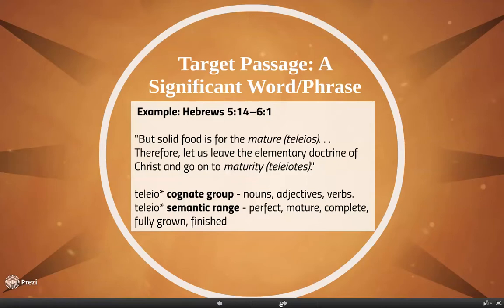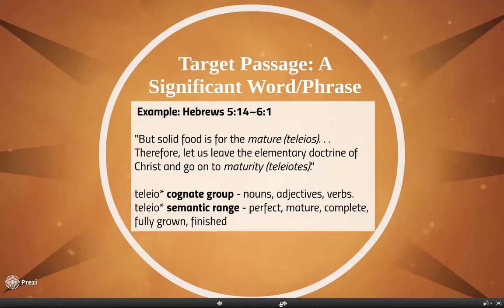You'll notice that in the New Revised Standard or the New American Standard, it might read, let us leave the elementary teachings of the Messiah or the Christ and move on to perfection. And so here we have a juicy term. In our target passage, we have a word or phrase that makes a difference in how it's translated.